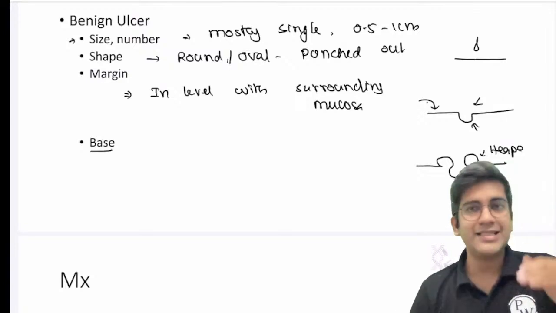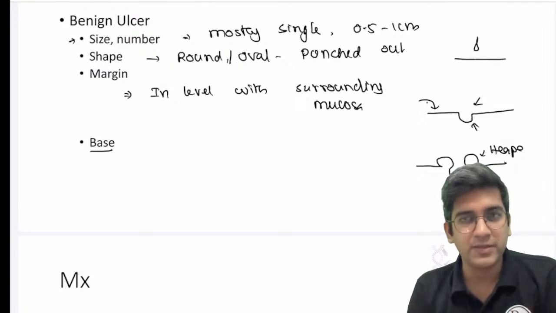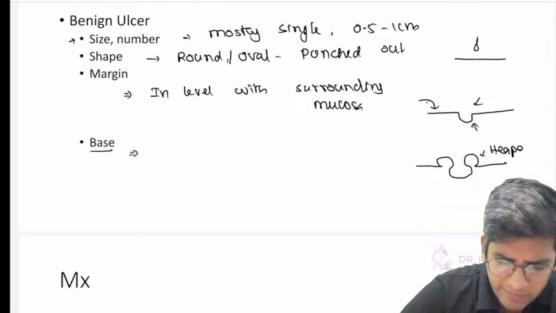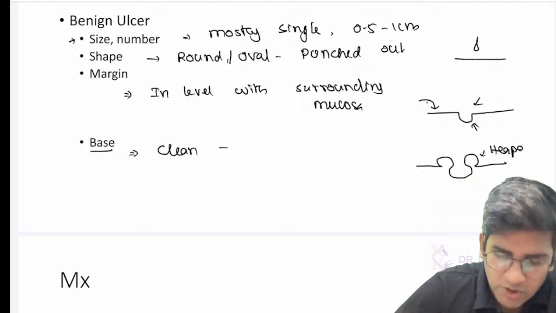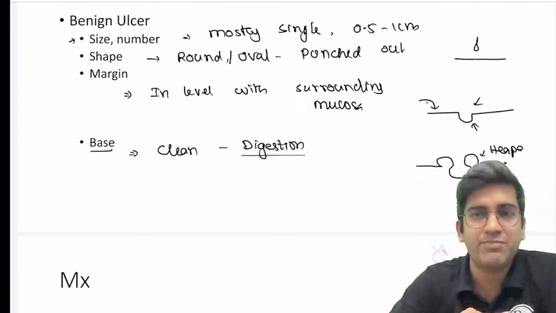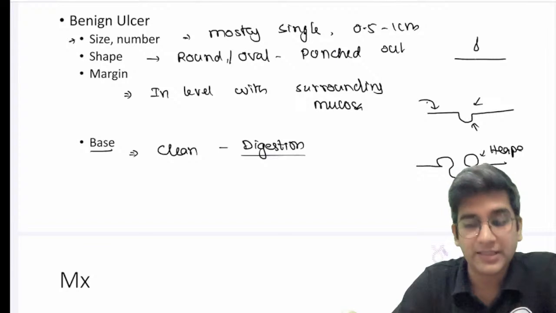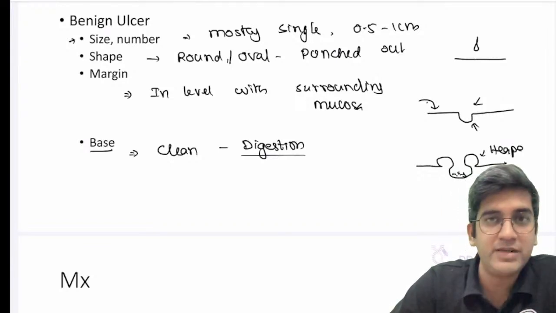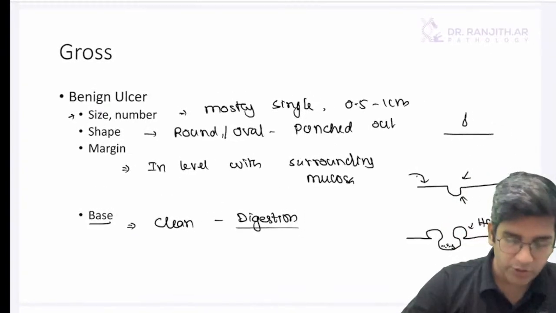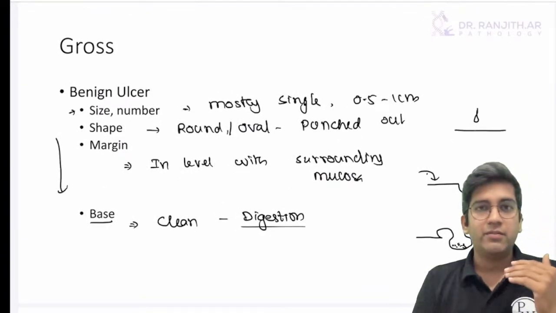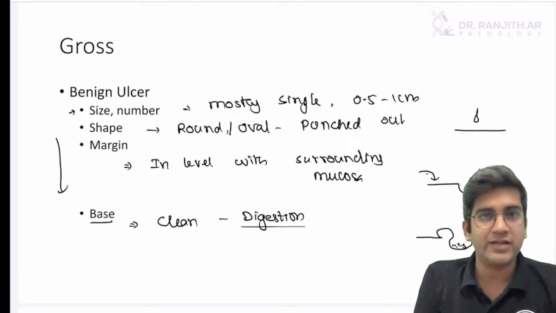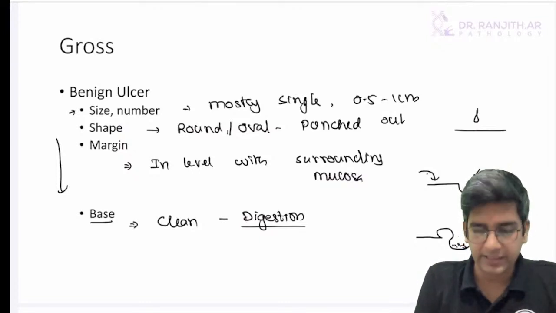Base. Since the primary problem is due to acid and pepsin, will the base be clean or will it have necrotic areas? Most likely it will be a very clean base because of digestion. The pepsin induced digestion of the base makes it very clean. If it's a cancer, there's more likely chance I could have some necrotic debris in the cancer, but here generally it'll be a very clean base, right? So these I want you to explain, because again, benign peptic ulcer versus a malignant gastric ulcer is a very important difference in a viva. Please explain this a little bit in detail, right?